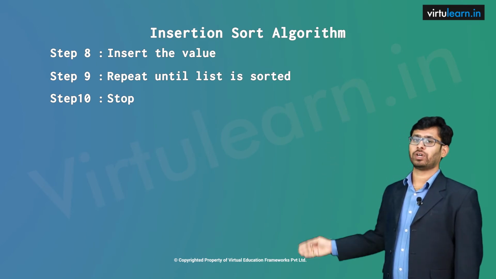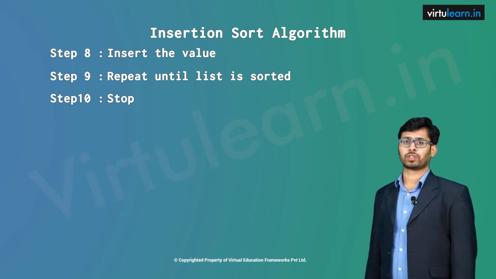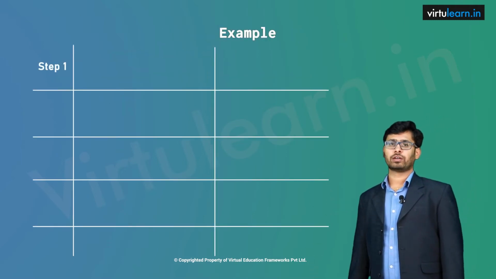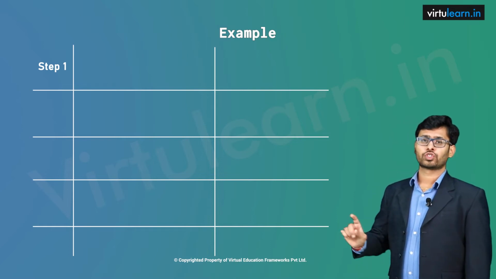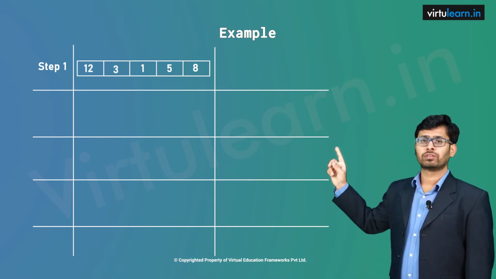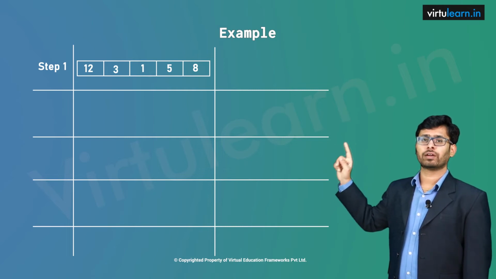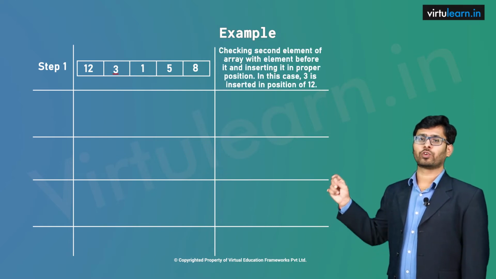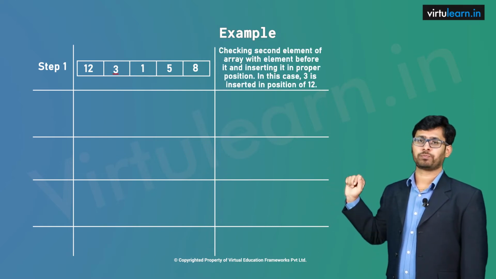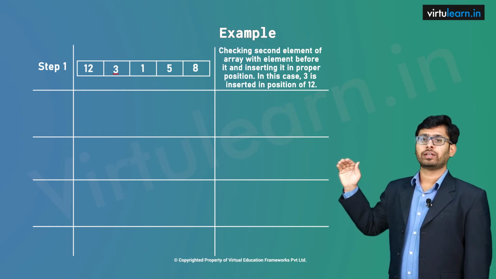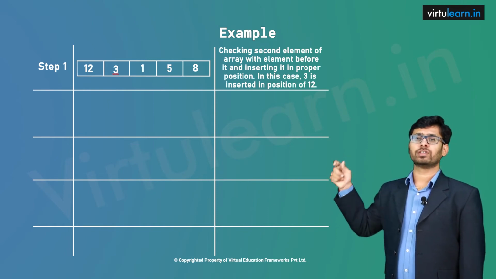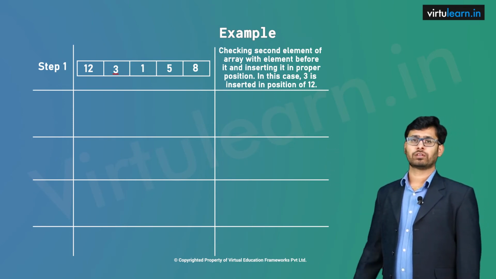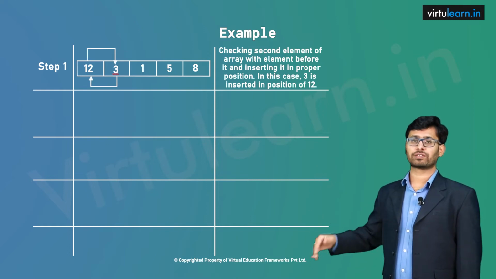So these are the steps for the insertion sort algorithm. Now let us see one example. In step 1, there are 12, 3, 1, 5, 8. Now, checking the second element of the array with the element before it and inserting it in the proper position. In this case, 3 is inserted in the position of 12. 3 and 12 are interchanged as 12 is greater than 3.